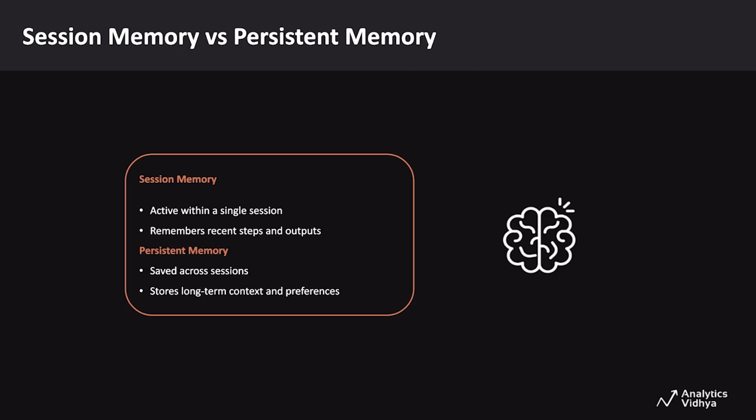Now, CoWork works with two types of memory. First is session memory. This is short term. It remembers what's happening within your current workflow, like recent steps and outputs. Second is persistent memory. This is long term. It stores context across sessions so you don't have to repeat instructions every time you come back. So think of it like this. Session memory helps you in the moment and persistent memory helps you over time.